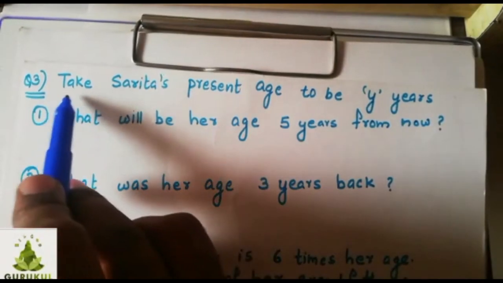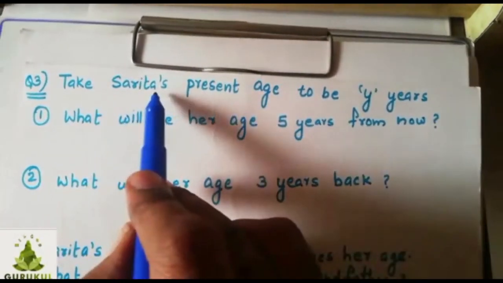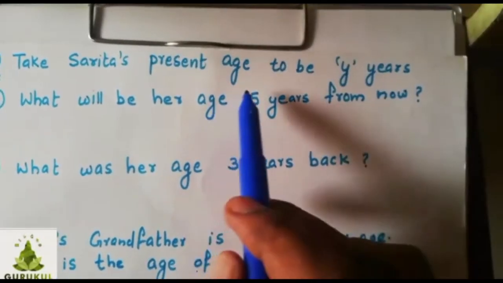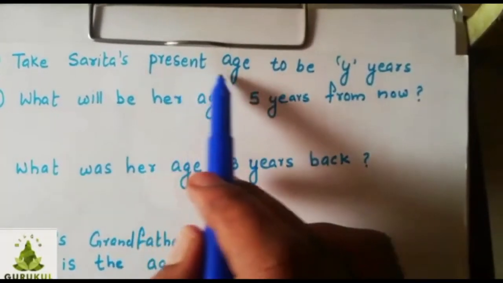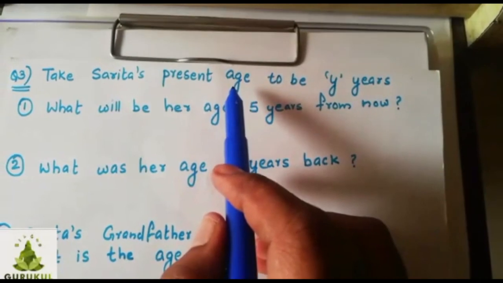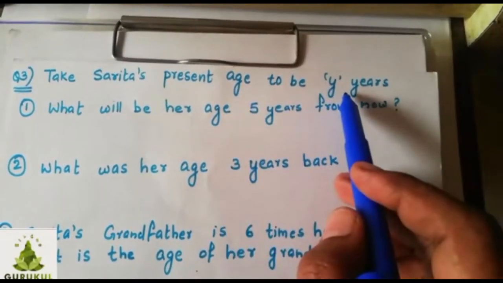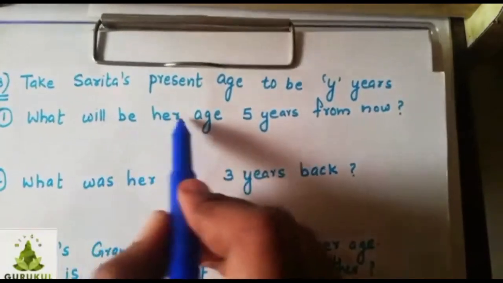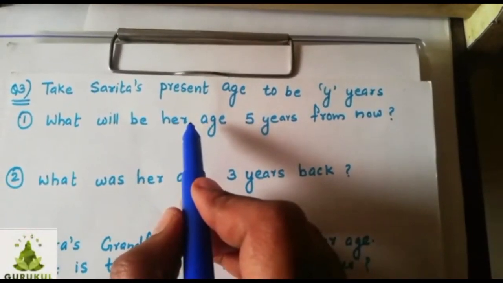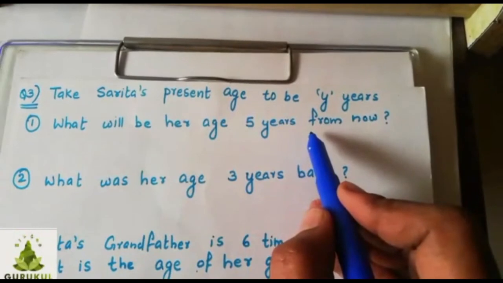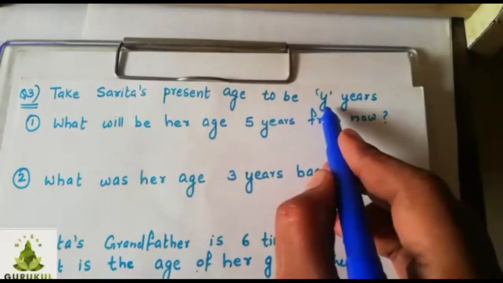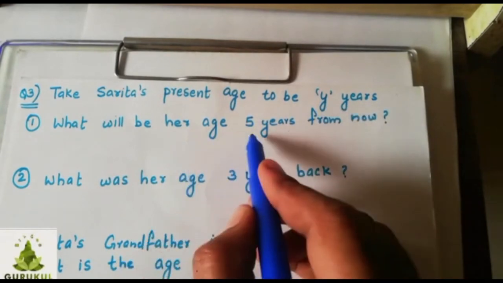Now, first you have to write only this much. Take Sarita's present age to be y years. What is her age now? Present age means at present. Today's age is y years old. Sarita is y years old. Now, what will be her age 5 years from now? After 5 years. From now means after 5 years. Today she is y years, and what will be her age after 5 years?